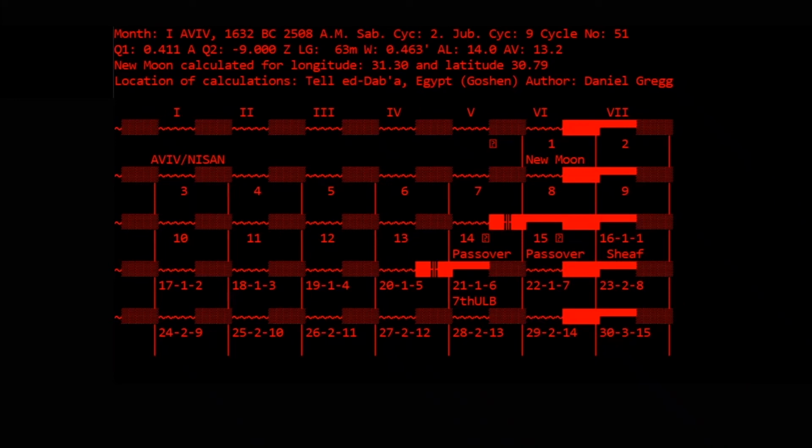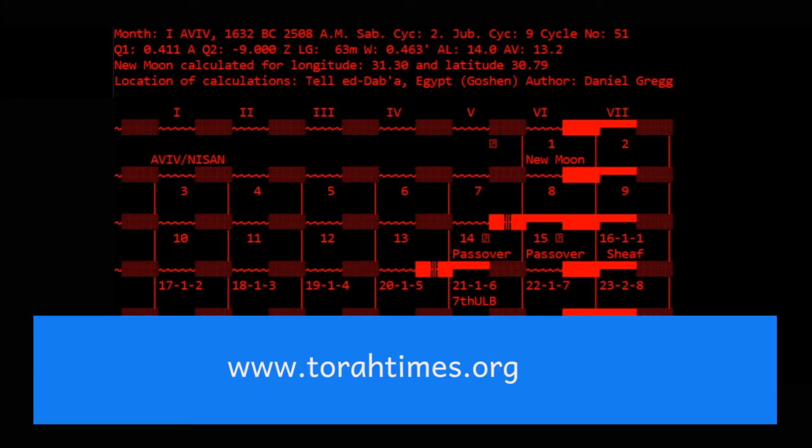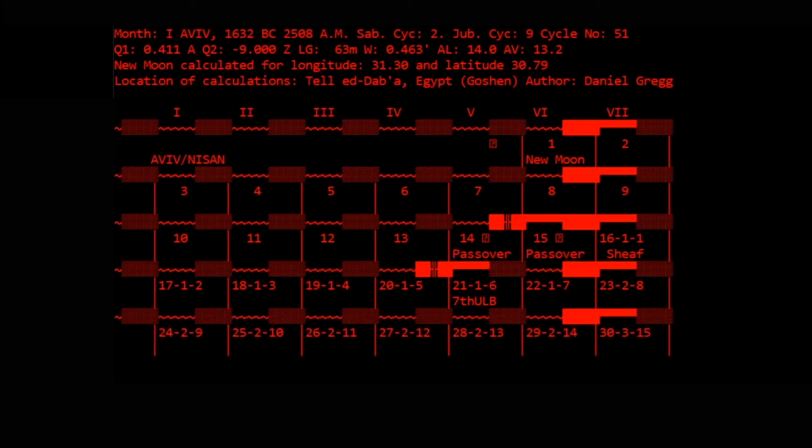All right, let's look at the calendar for the year of the Exodus here. I wrote this program many years ago, and it calculates the biblical calendar for the months of the year. This is a calendar for month 1 called Aviv, 1632 BC in the year of Exodus. Year 2508 Anno Mundi of the world, and in the proleptic sabbatic cycle, year 2, and in the Jubilee cycle, year 9.